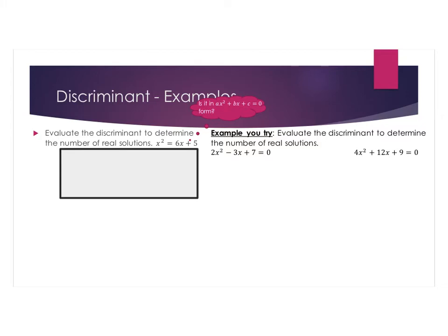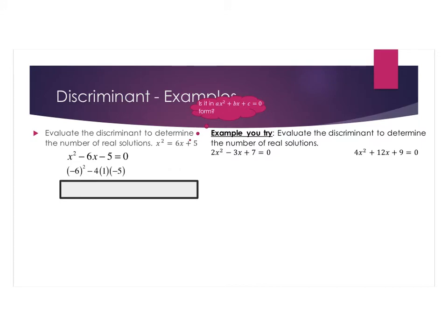For our first example, we're going to evaluate the discriminant to determine the number of real solutions in x squared equals 6x plus 5. In order to even use the discriminant, the first thing we have to do is move everything to one side, so we have 0 on one side of the equation. If it were me, I would suggest that you leave your x squared term as a positive number. So when we subtract the 6x and the 5, notice we have x squared minus 6x minus 5 equals 0. Now we can use the discriminant.